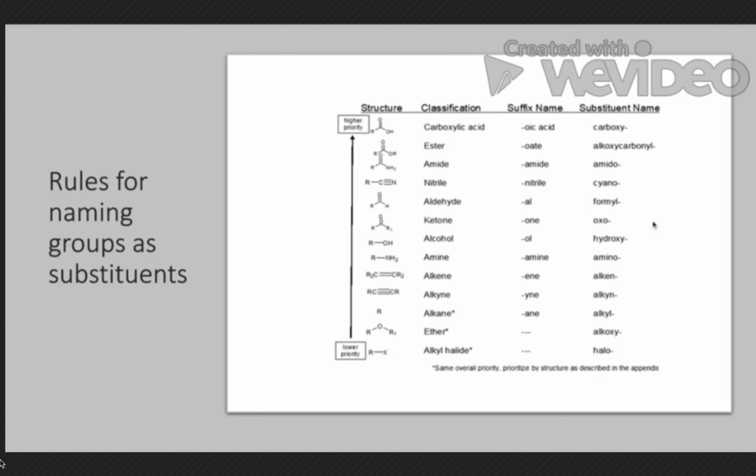The ones I want to focus on are ketones. When a ketone is not the priority functional group, it's going to be called oxo. When an alcohol is not the priority functional group, it'll be called hydroxy. And when an amine is not the priority functional group, it'll be called amino.